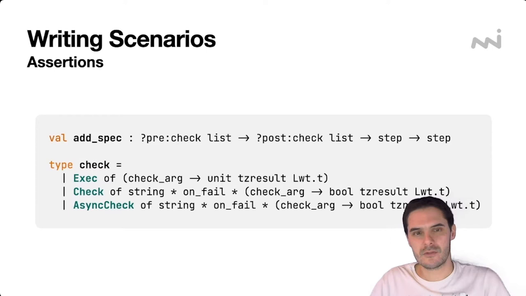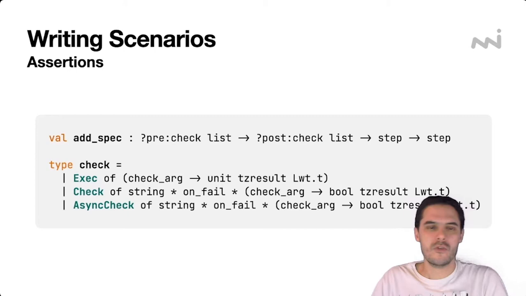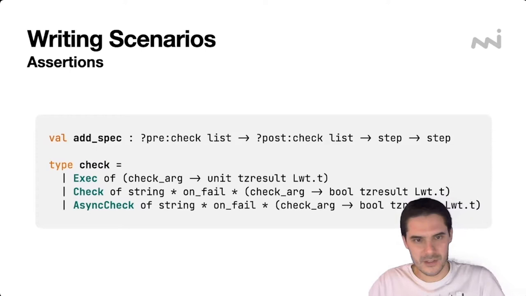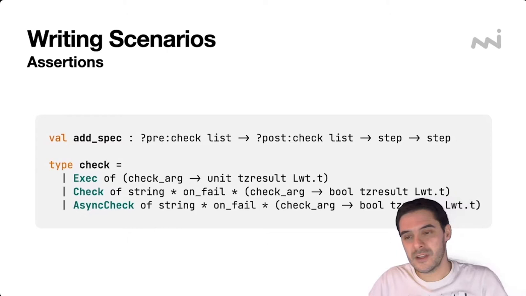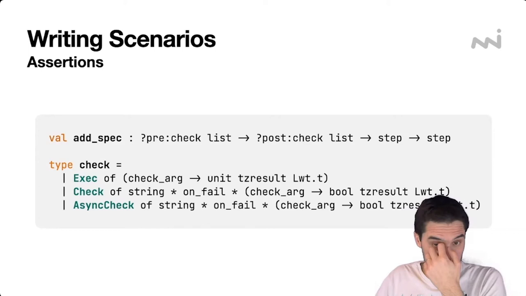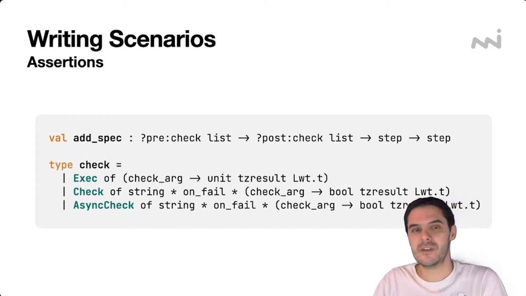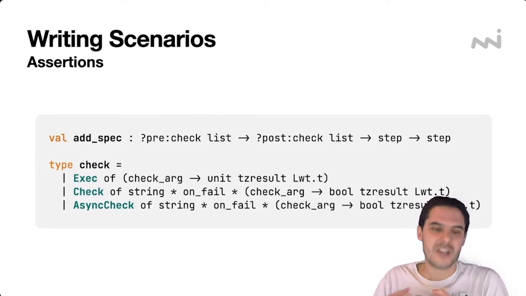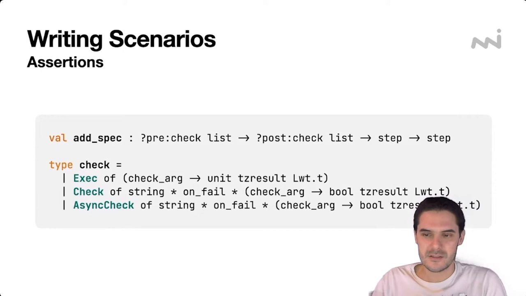So the execution of a function is just a function which takes as argument the message that was used to match the given step, and also the step, and returns unit in this error monad. The second one is a check. So we have a string, and we tell also Mitten if we want the scenario to stop if it fails, and the function that we give it is something that also takes the message and the step and returns a boolean if this check is satisfied or not. And the asynchronous check is for checks on which we expect the computation to be long, and for which we don't want the scenario to be stopped because of that. But the result of the check will still be reported at the end.